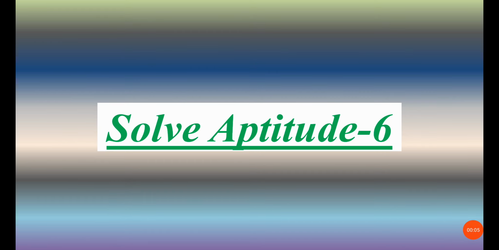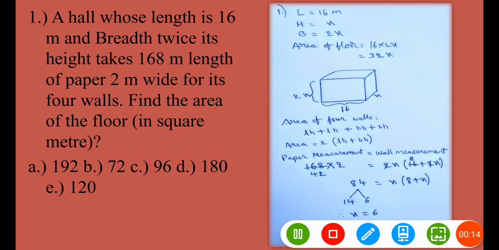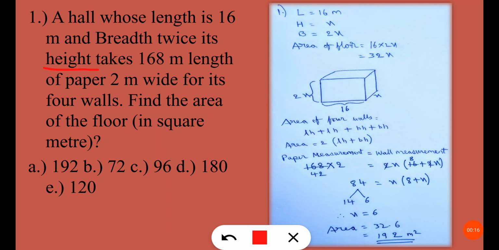In this video we are going to learn some important aptitude problems and solutions. Let's get started. The first problem: a hall whose length is 16 meters and breadth twice its height takes 168-meter length of paper 2 meters wide for its four walls. Find the area of the floor. We were asked to find out the area of the floor.